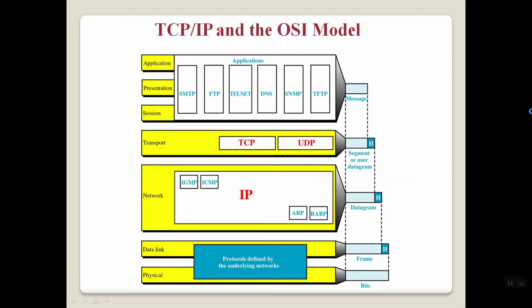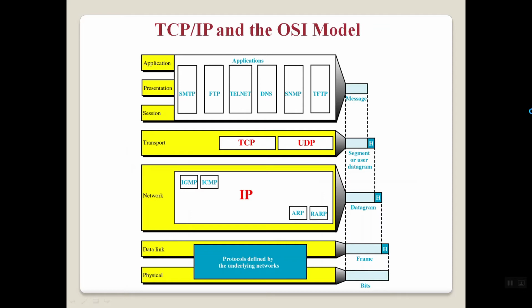The application, presentation and session layers have multiple protocols like SMTP, FTP, Telnet, DNS, SNMP and TFTP. SMTP stands for Simple Mail Transfer Protocol, FTP stands for File Transfer Protocol and so on. We will discuss these protocols in a next video lecture. Now proceed to the transport layer. You can see TCP and UDP, the protocols used for communication. One is connection oriented and another is connectionless. We have to take another session for discussing these 2 protocols.